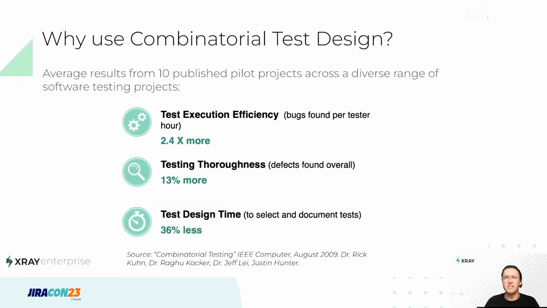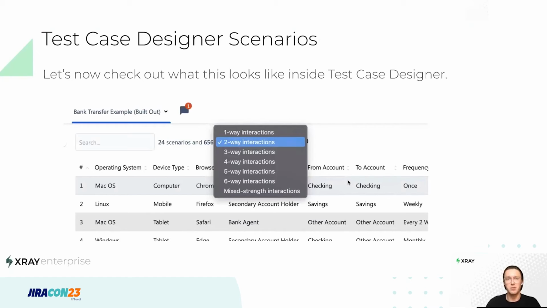So, regarding the magnitude of the benefits of these approaches, studies have been conducted, and this one has really proven it. Across 10 pilot projects at real global companies, they achieved some astounding results. Test execution efficiency dramatically increased. They were finding 2.4 times more bugs per tester hour than before. There were actually 13 more defects caught as well. And in addition, the time it took to select and document tests decreased by 36% using these approaches too. So you can see the magnitude of the benefits of implementing these approaches.